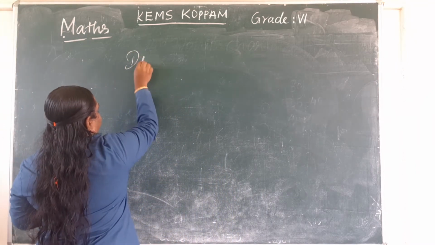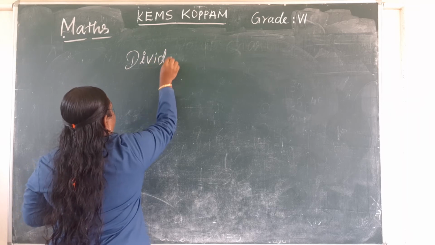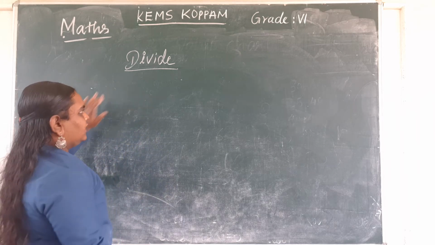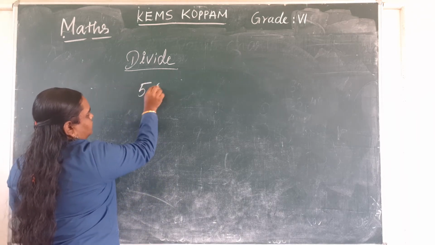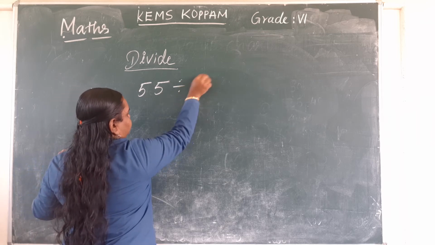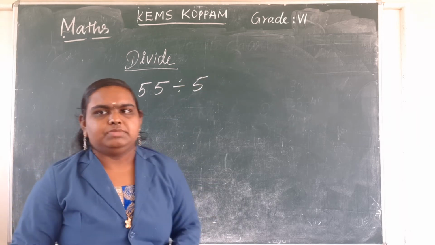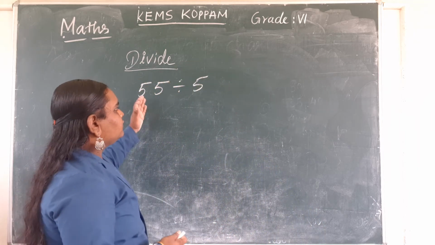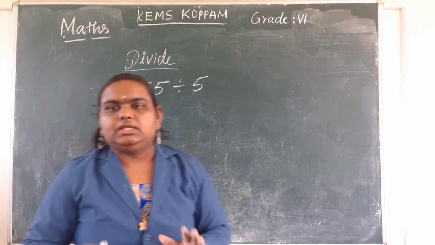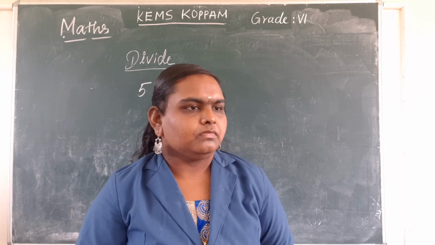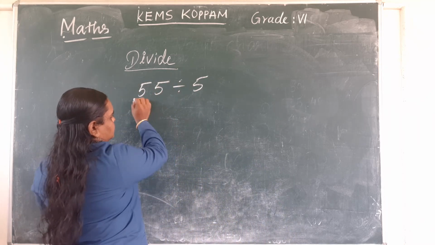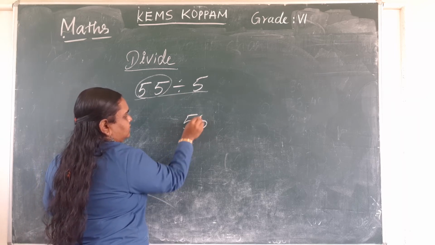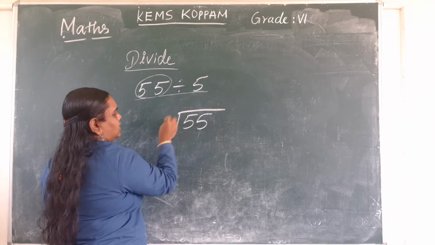How will we divide the numbers? Division. 55 divided by 5. We just start from simple numbers. So 55 divided by 5 is the number that I have taken. Let's see. First, we have to write the number inside, then the next one outside.